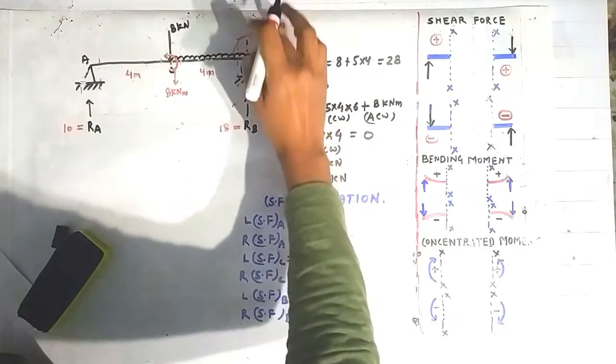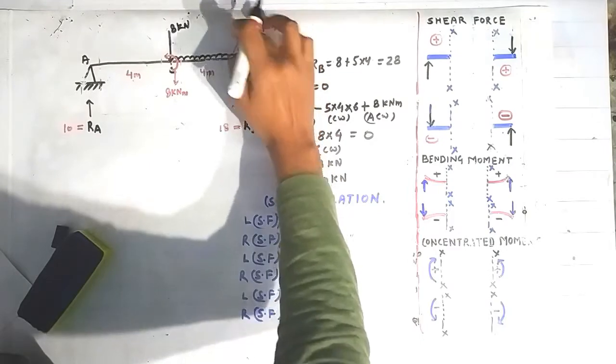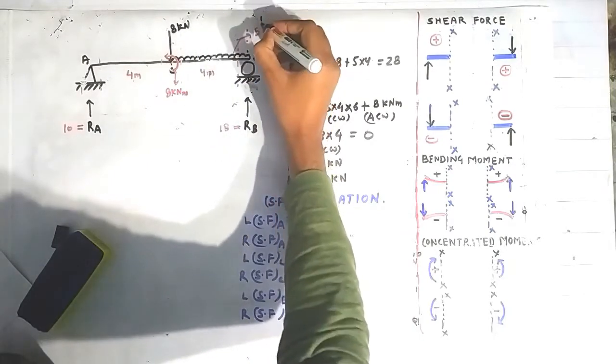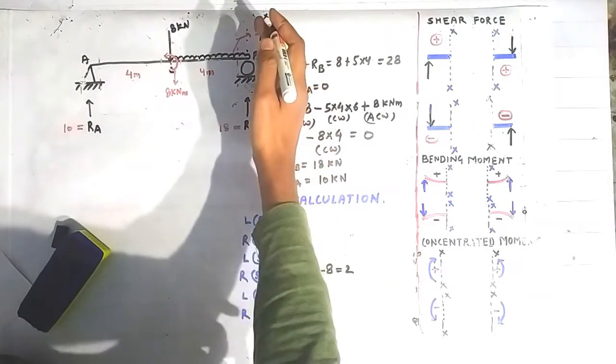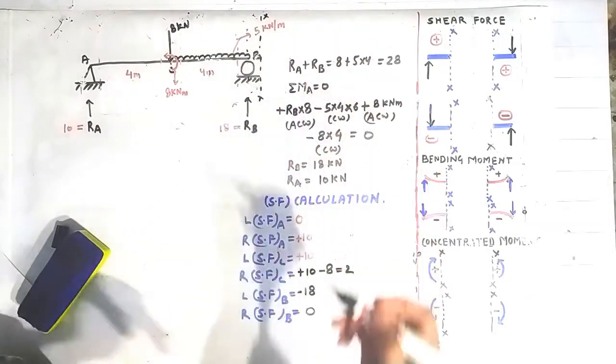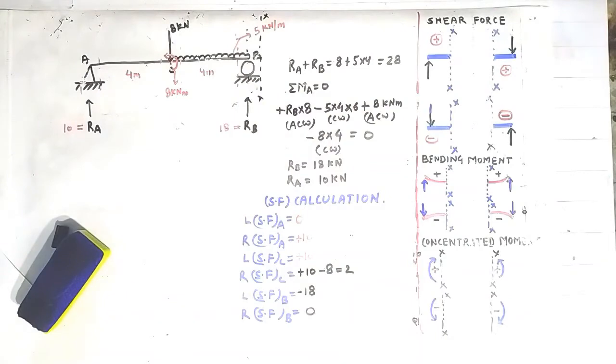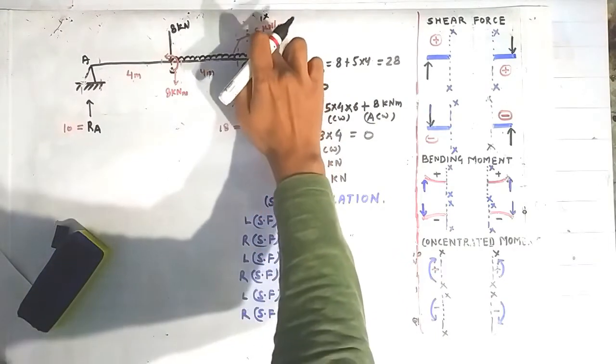On the right side of the point B you have to construct a section, like this. I am constructing it on the right side of the point B. If you construct a section like this, and look on the right side of the section, then nothing lies there. That's why shear force is 0 on the right side of the point B. Now we will draw the shear force diagram.